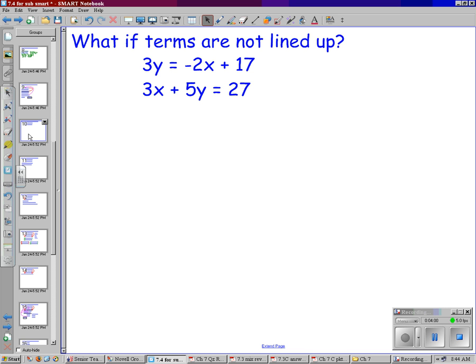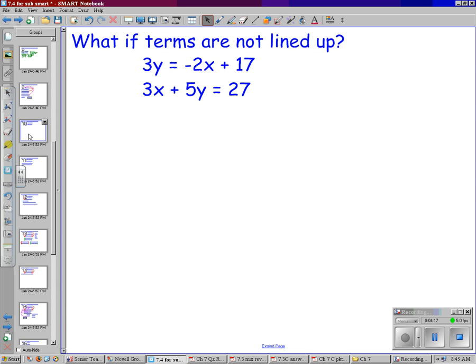What if the terms are not lined up? What do you have to do? Catherine? Move the equation around so they are lined up. What should we do to these two equations? Should we do anything to the top one, or should we do something to the bottom one?